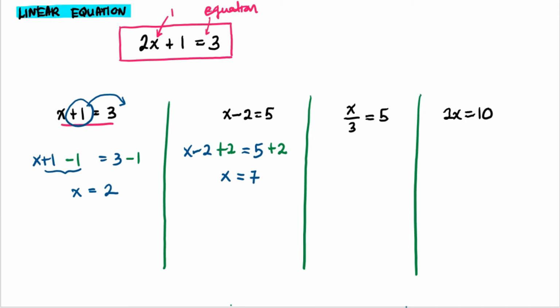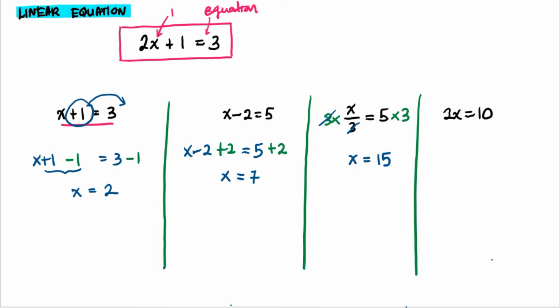Now what about this one? Suppose I want to make the coefficient of x equal to 1. Now the coefficient of x is actually 1 over 3. I want to move this 3 to the right side, and it will become multiply. But why is it multiply? Because we want to make the coefficient of x equal to 1, so we have to multiply by 3 here. We multiply 3 on the left side, therefore we have to multiply 3 on the right side. Now 3 with 3 can be cancelled, so we have x equals 5 multiplied by 3, we get 15.